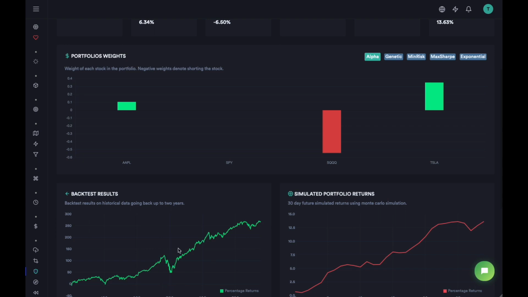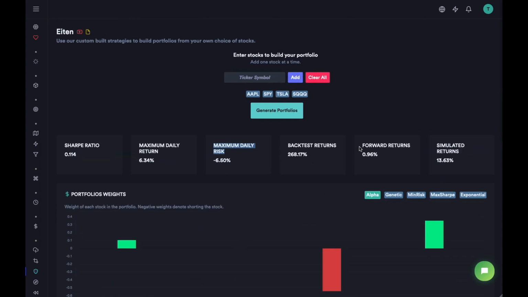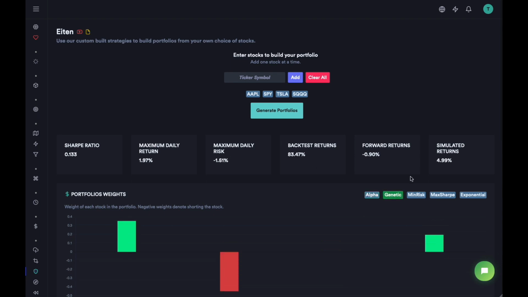As you can see, the dip was also huge. So we went from about 100% to, let's say, 30%, which was a 70% decrease in just a week or two. Then we have the forward returns, about 1%. Simulated returns in the next 30 days are 13%. We can also see some other, let's say, portfolios.